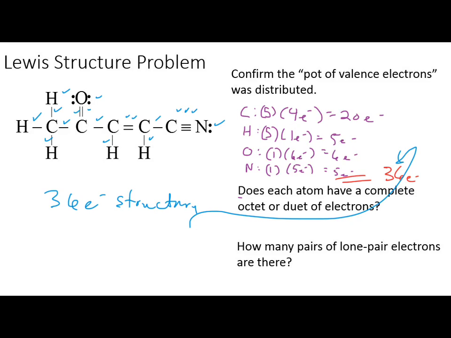I'm not going to go through each one of these, but I will say yes, they do have a complete octet. Now, in the homework I'm going to give you, something doesn't have a complete octet. So hands, please. How many pairs of lone pair electrons? 3. 1, 2, 3. Those were hiding up here. 1, 2, 3. Perfect.